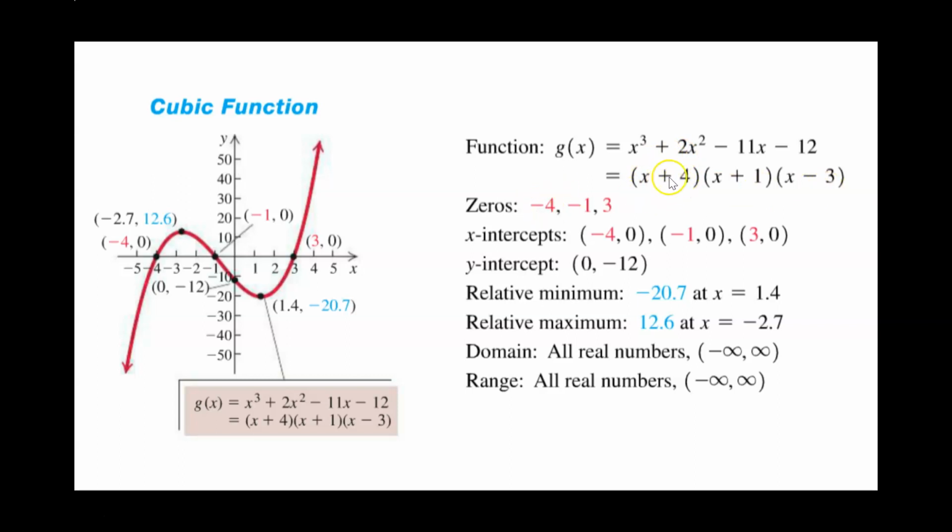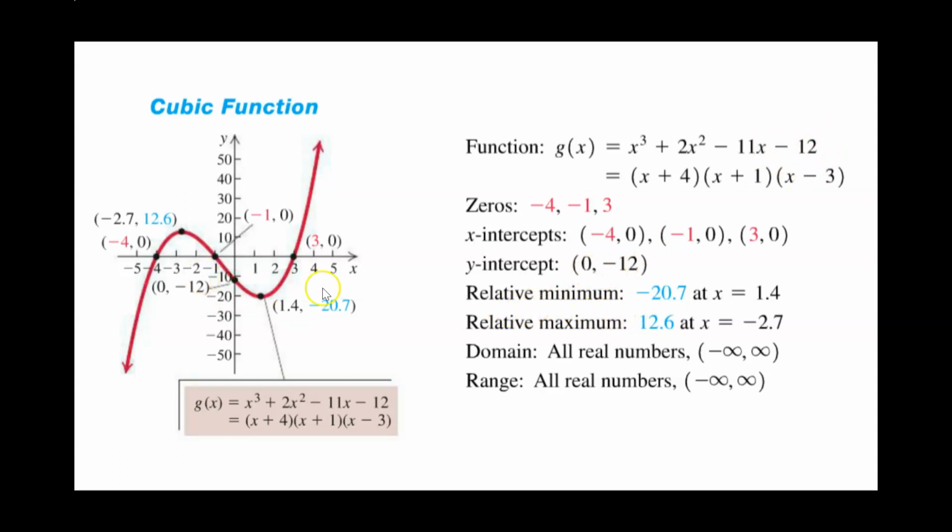The negative 4 comes from the opposite of here. The negative 1 comes from the opposite of this x plus 1, and then x minus 3 is the positive 3. So here are my intercepts. Remember, again, put the zeros and put a comma in between each one of them. For the y-intercept, again, that last term here is going to be the negative 12. Put a 0 in front.